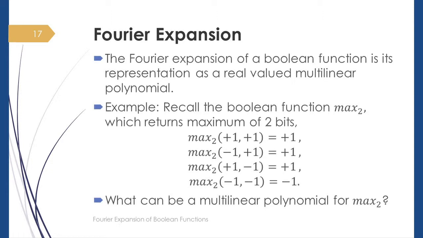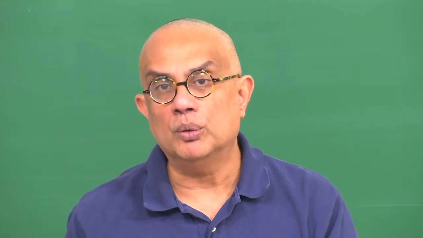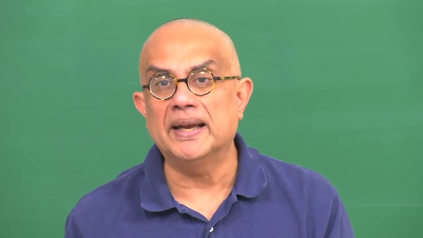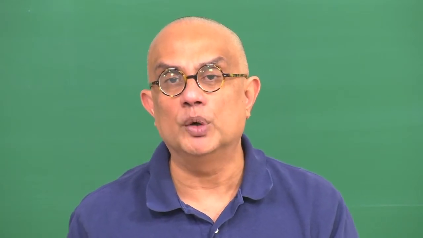So, if you look at the Boolean function we have been studying as an example, the max2 function, and I will not repeat what it does since we have just seen it, what can be a multilinear polynomial representation of such a function? It will take us quite a bit more time to find methods for building or deducing such polynomials given Boolean functions, but before we do that, let us just convince ourselves that this, namely rewriting Boolean functions as multilinear polynomials, can be done.